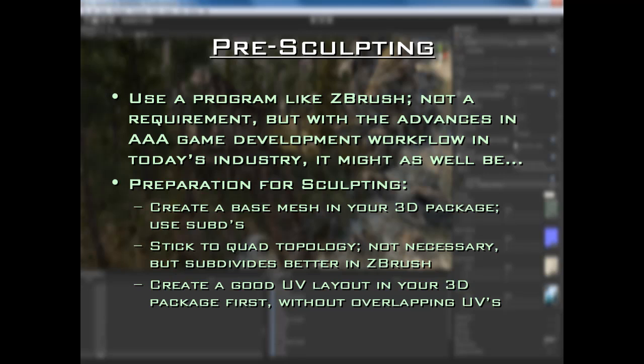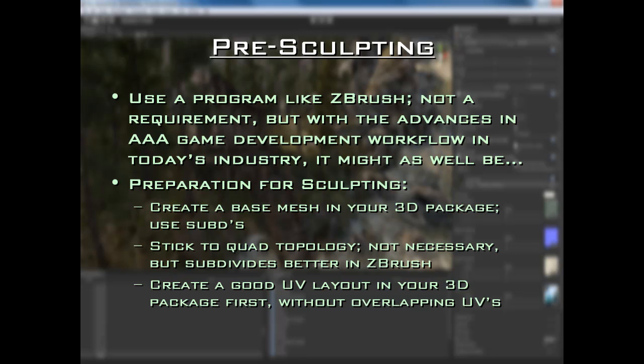Now, you want to stick to quad topology. It's not necessary, but it subdivides better in ZBrush. ZBrush hates n-gons. It loves quads. Quads are four-sided polygons. You could import an object with triangles. That's going to cause some artifacting, and it's not going to subdivide very well. But it's not going to make ZBrush crash. It's not going to make your system catch on fire or anything like that.